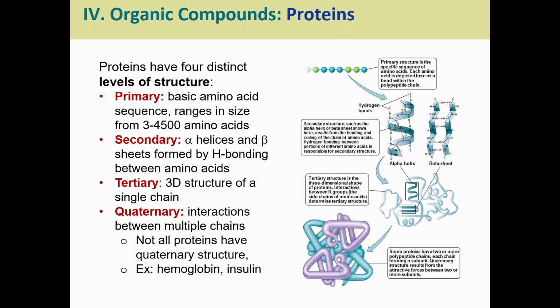So again, primary, think just the single string order of amino acids. Secondary, we think localized folding, the alpha helices, the beta sheets. Tertiary, we're looking at the entire chain in its 3D shape. And then quaternary, we're looking at multiple chains interacting together.